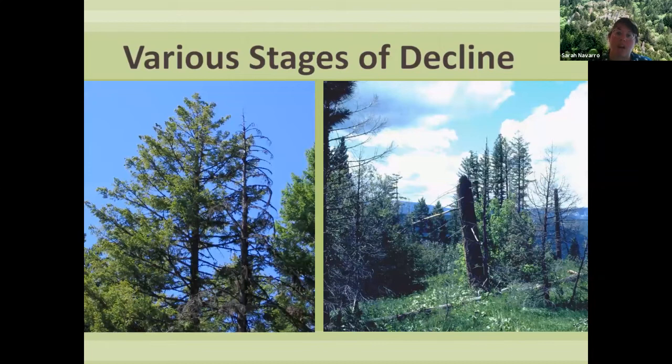And so what do we mean by various stages of decline? So we'll see in the photo on the left, you have a live tree right next to a pretty recently dead tree. And then the photo on the right really shows that characteristic root disease center with the longer dead trees surrounded by trees that have recently died as well.